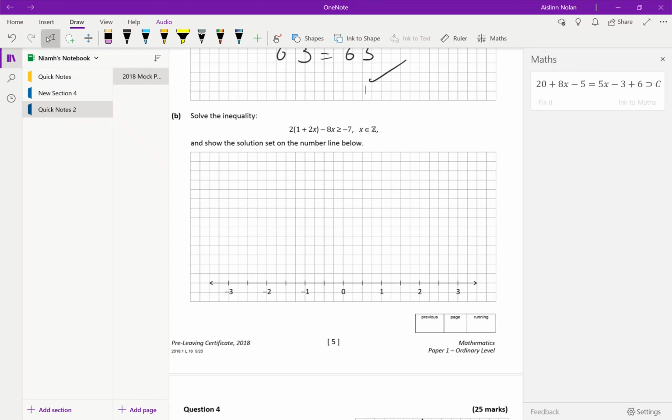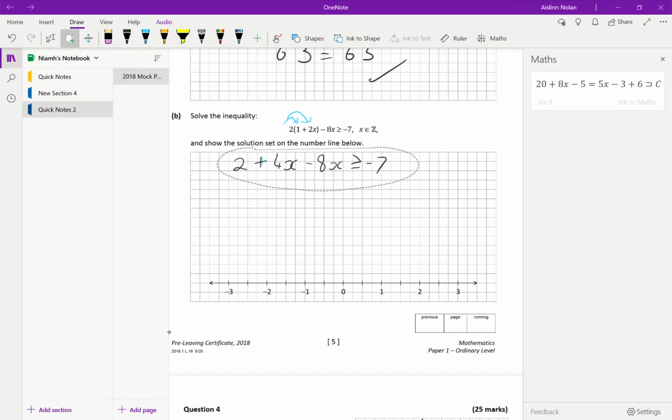So for part B, we have to solve this inequality. We're going to do it in exactly the same way as we did part 1. We have to multiply out our brackets first. So 2 by 1 there is just 2, 2 by 2x is 4x. There's nothing near the 8x, so it stays as minus 8x. It's greater than or equal to, keep that minus 7 there. Some of you were inclined when you sent it to me to have that disappear, but it stays there as is.